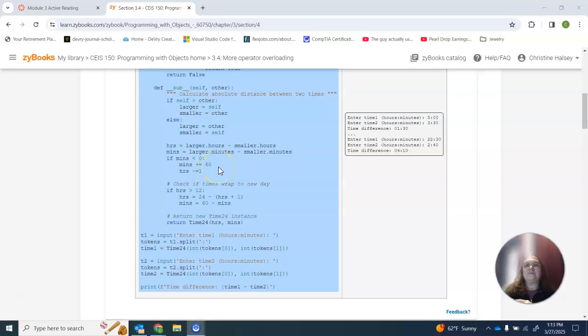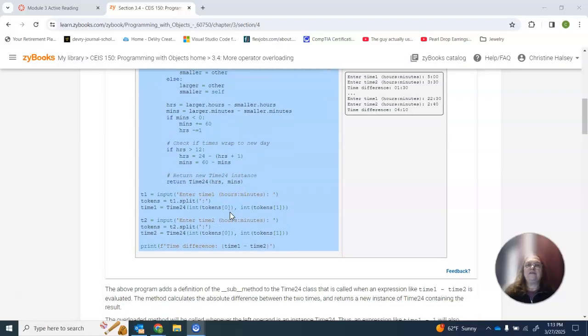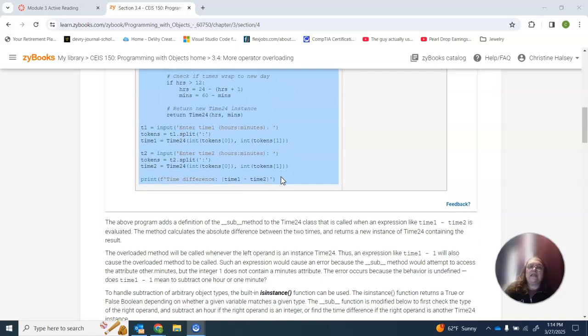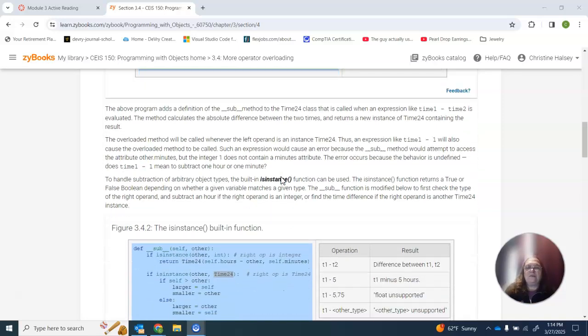Once it goes below 0, then we're subtracting off an hour, and that determines the math they're doing to check to see if the time wraps to a new day. If the hours is greater than 12, then we reset the hours to 24 minus the hours plus 1. Then they return the Time24 value in hours and minutes. A good example to have in your toolbox.